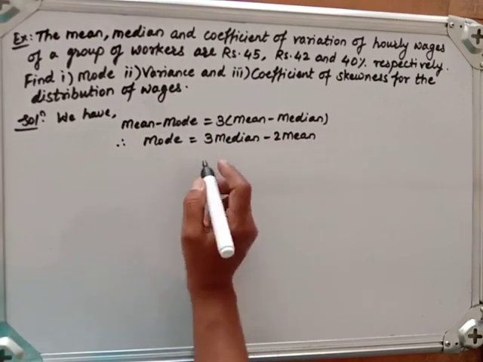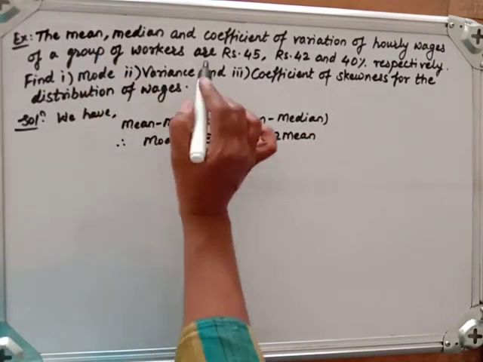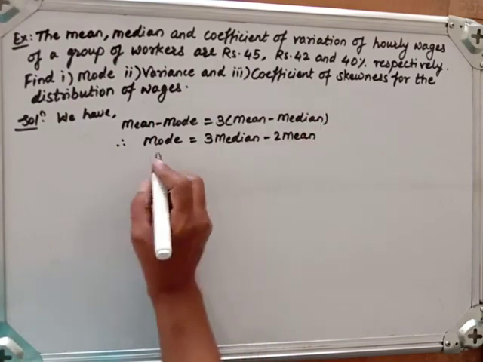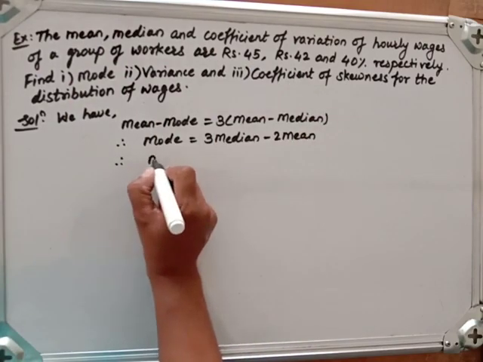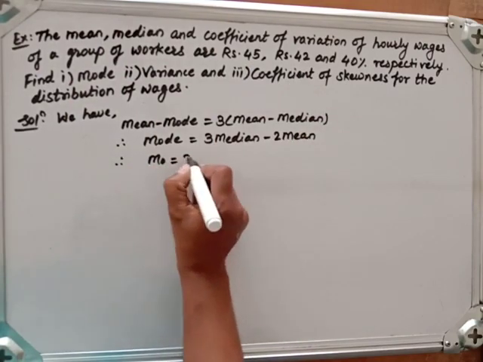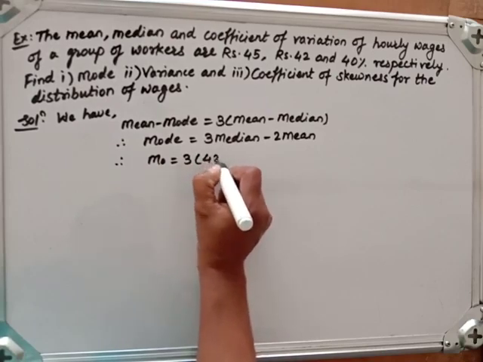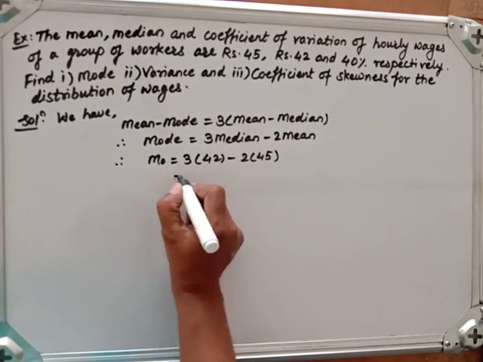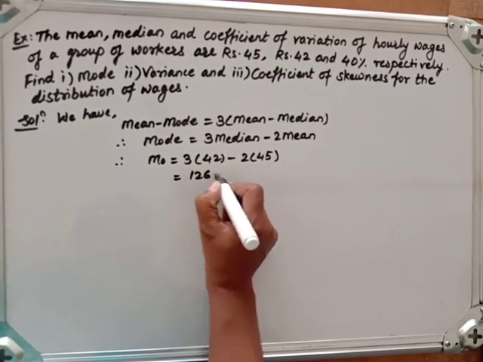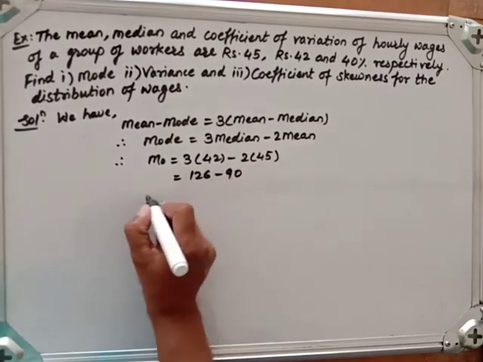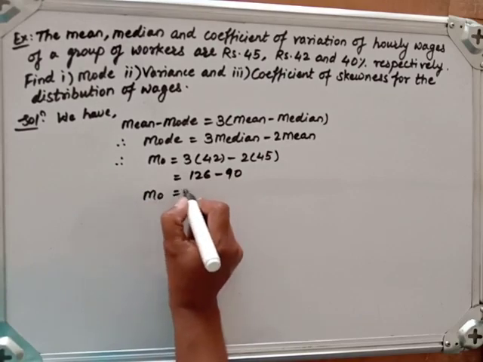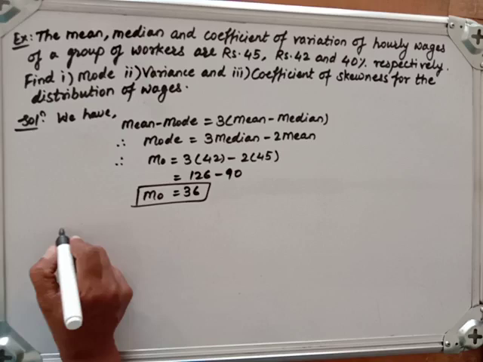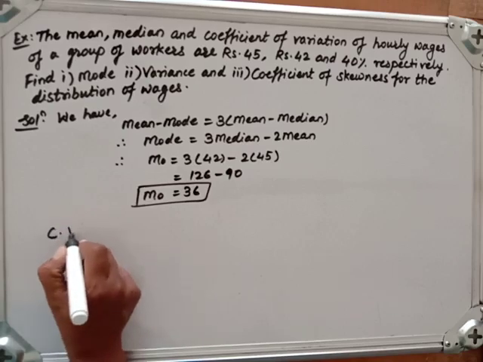There we have the value of mean. Mean is 45. Median is 42. So therefore mode equals 3 times 42 minus 2 times 45. So this will be 126 minus 90. So we get mode is equal to 36.